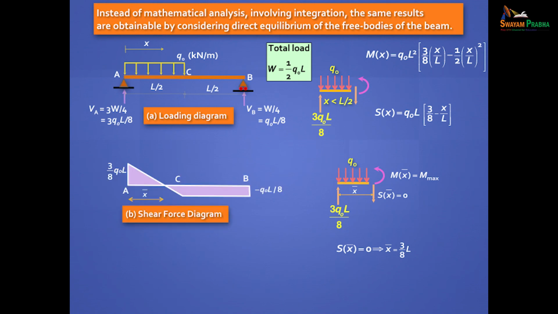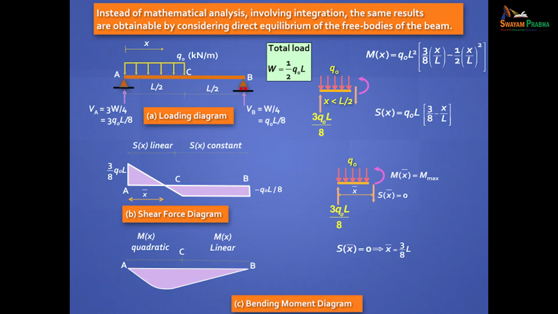So my shear force diagram will look like this, a straight line, flat, constant here, and my bending moment diagram will look like this, quadratic and linear. All my expressions are there, so this I can do. And I can also get the value of the maximum moment. Yeah, I can get the value here by substituting for x bar and get the maximum moment.